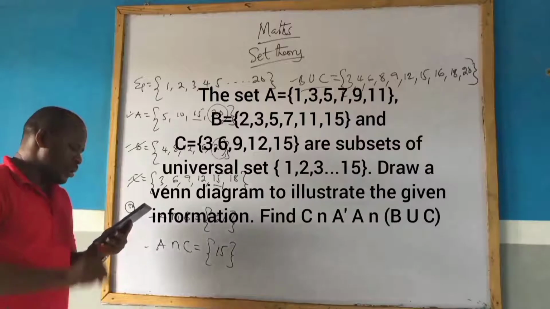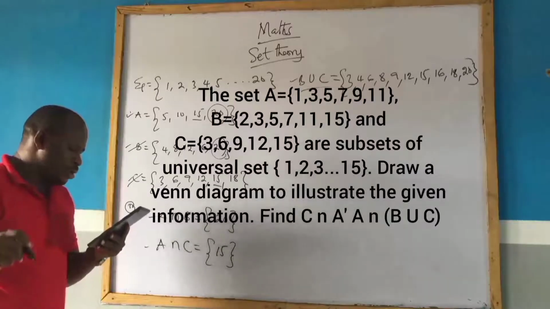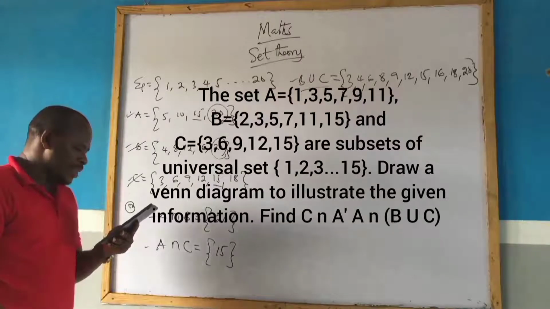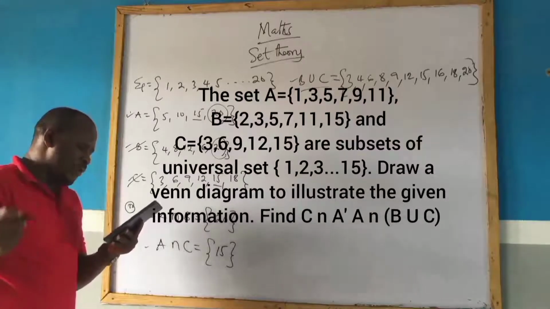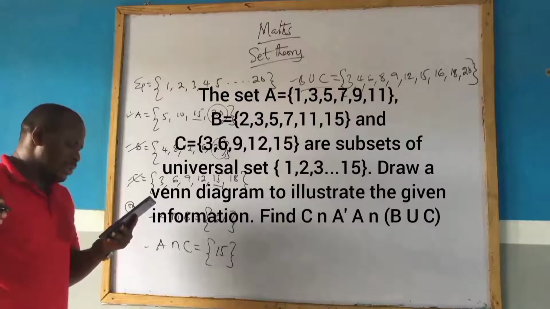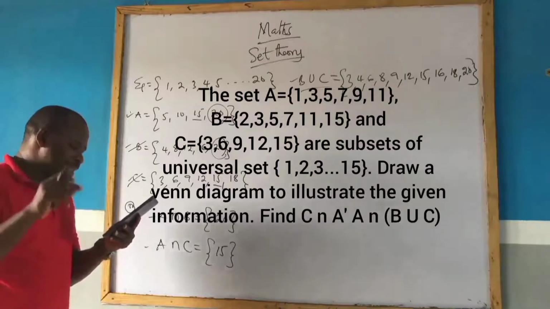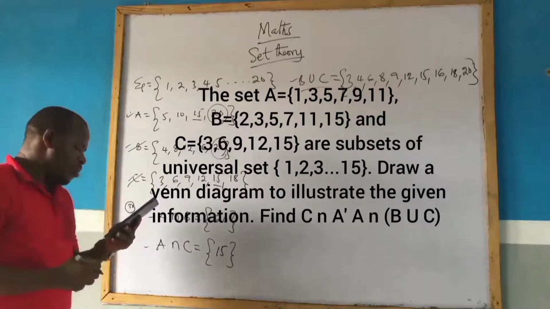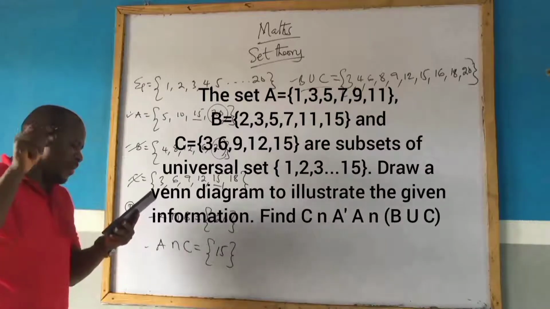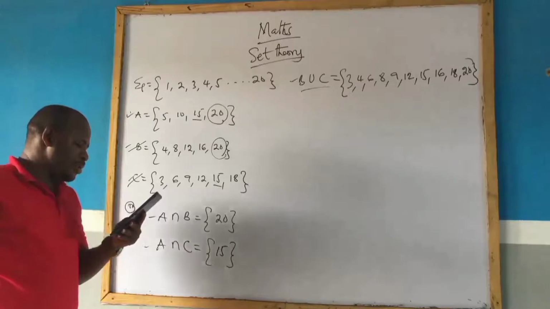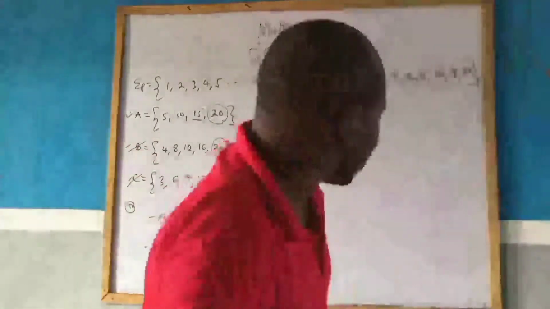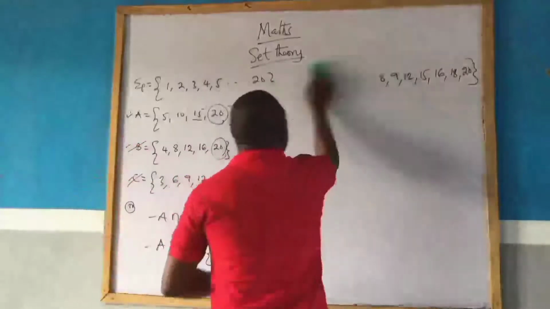The first question: draw a Venn diagram to illustrate the given information. Then the B part of the question: use your diagram to find A intersection C intersection A complement. That's Roman figure 1. Then Roman figure 2 says A complement intersection B union C. Let's solve the question together.